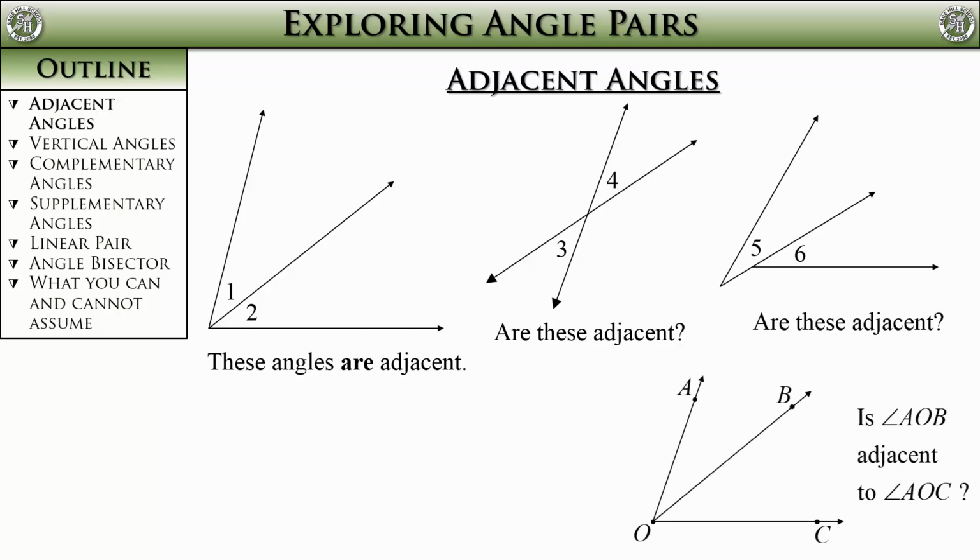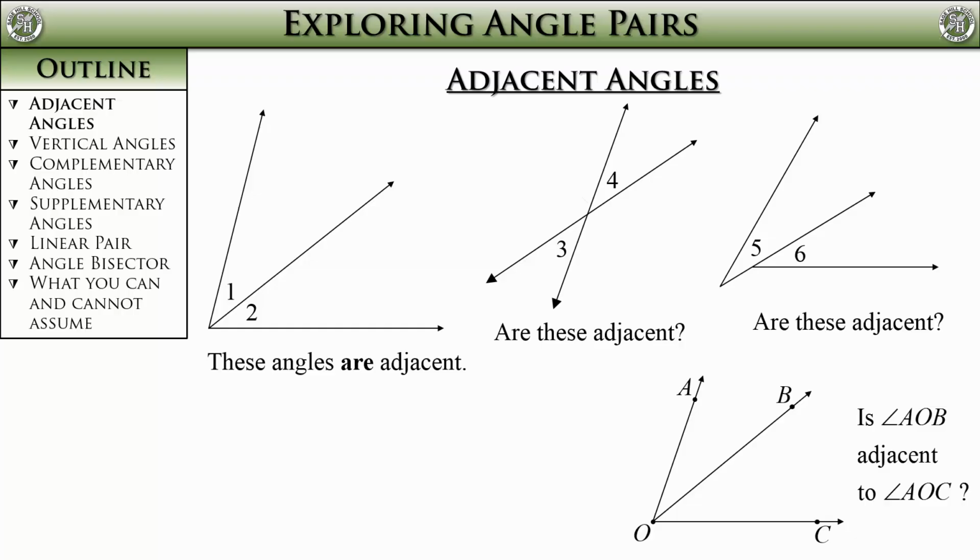Here we have angle AOB and angle AOC. This time, one angle is inside of the other angle, but they do share that common side. So is this considered adjacent? Does this count? It was so much easier with angle 1 and angle 2, which are clearly adjacent. Are you ready for the answers? Have you come up with your gut feelings about which ones are adjacent and which ones are not?